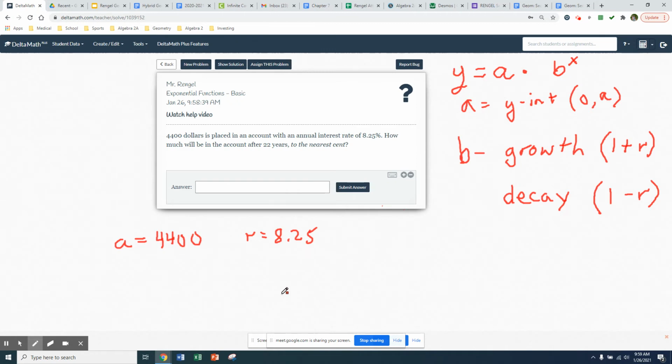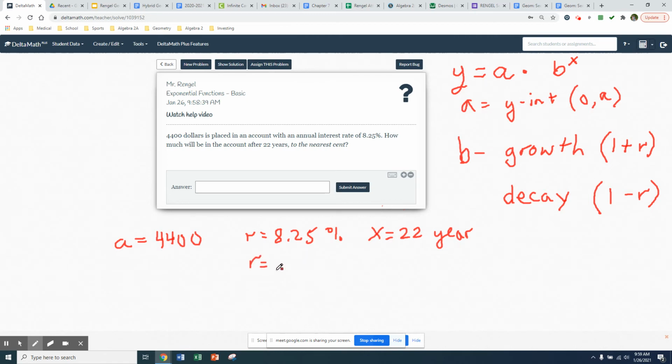So in these situations, whether it's the value of an account, the amount of money you spent on a car, wherever it starts, that represents your A value. And then the 8.25%, that's going to be my rate. And then 22 years, that's going to represent my X. So my X is going to be 22 years. Now, it's important to know when you invest money and you get this interest rate, it means it's a growth. So it's growing 8.25% each year.